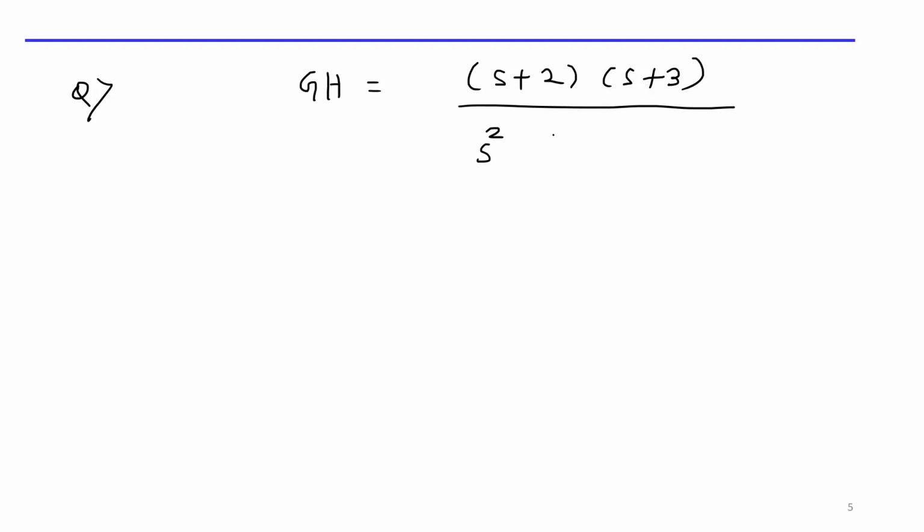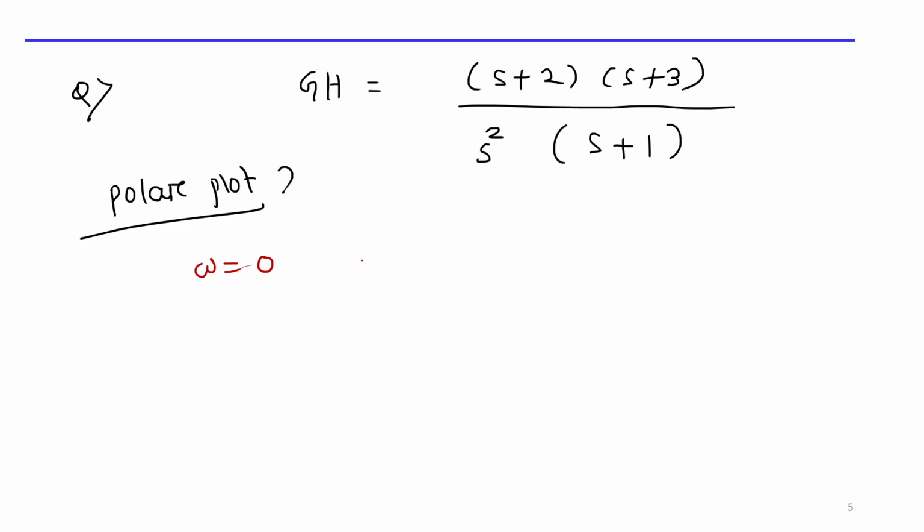Let me give you another type of question where I'm now adding poles, because initially I added zeros, s plus 3. Now I'm giving some poles at the origin: s squared times (s plus 1). Now do the polar plot of this. Very quickly you do. I'm just writing at omega equal to 0. At omega equal to 0, what is the magnitude and what is the angle? If you put omega equal to 0 in the system, the magnitude will be infinity, because there is a pole at 0, so 1 by 0 is infinity.